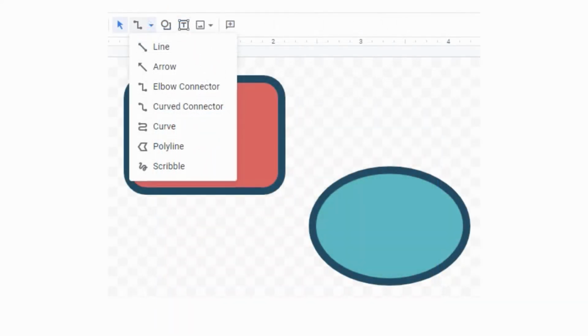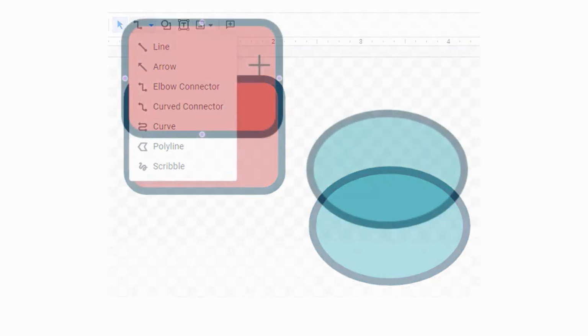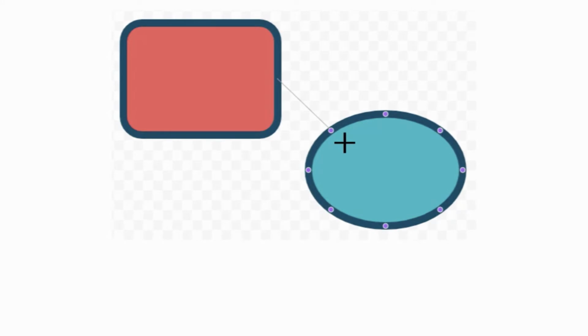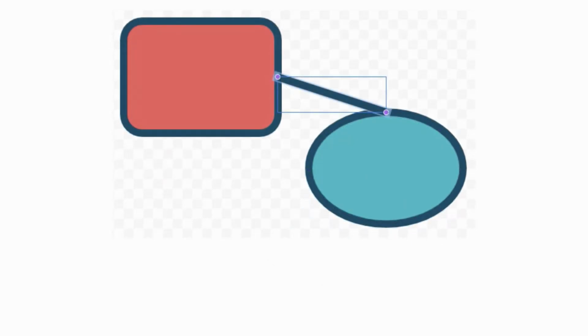Maybe we've added a couple of shapes and now we would like to connect them with a line. Wow, look at all the options here. Let's start by adding a basic straight line. When we hover over a shape, markers will appear. If we choose to start the line at one of those markers, we're starting a connection. And by clicking and dragging to the other shape, once we hover over it, markers will appear there as well. Clicking again will connect the two shapes.